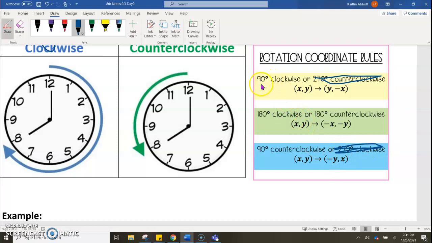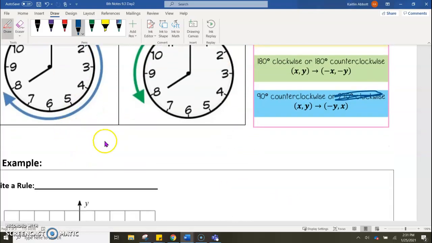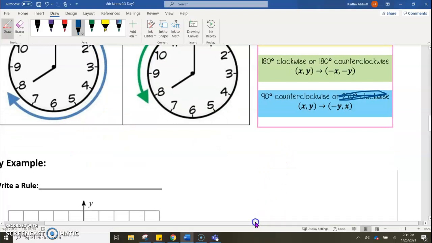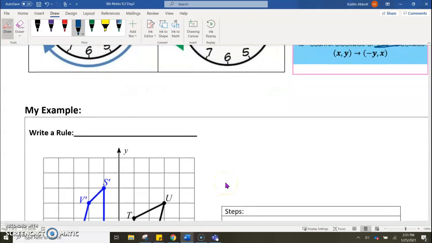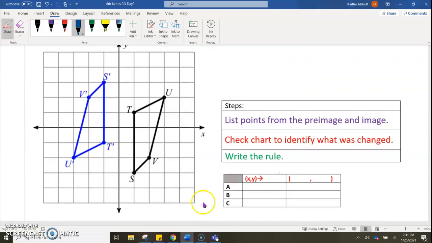Okay, 90 degrees just means a quarter turn. 180 degrees means a half turn. If you're familiar with skateboarding, they talk about degrees a lot with spinning on a skateboard, or biking or anything. Okay, so here's our chart.